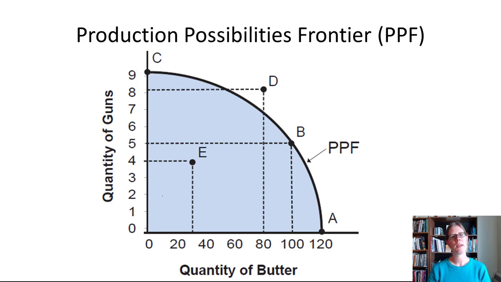Now this model doesn't tell us where on the PPF we want to be. That depends on how much guns and how much butter society actually wants to consume. What the model does tell us is that to use our resources most effectively, we should be on the curve rather than inside it. And it also tells us that to move to a different place on the curve, we're going to have to make a trade-off.